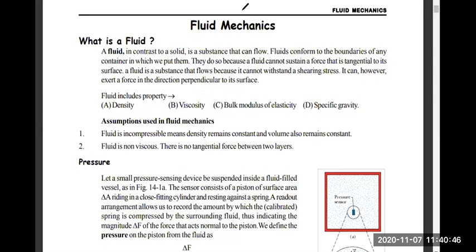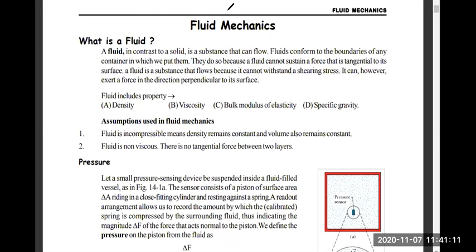Now, when you talk about fluids in this chapter, we have to assume something. For example, when you talk about the gaseous state, when you talk about an ideal gas, we assume some parameters, yes or no? We assume that there's no force between the molecules and the volume of the gas is very small. That's something that we have assumed in the gaseous state.